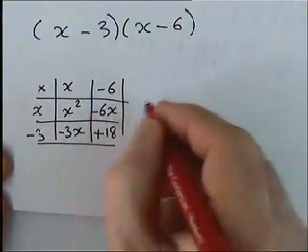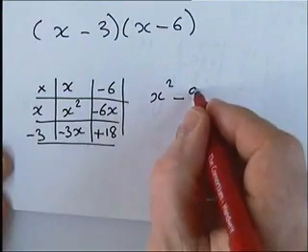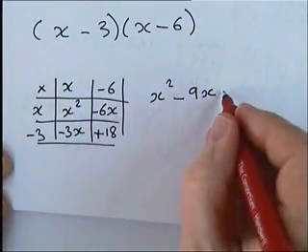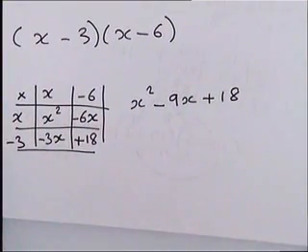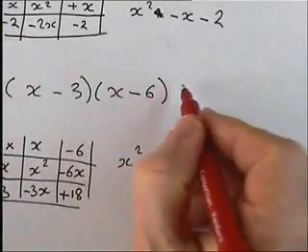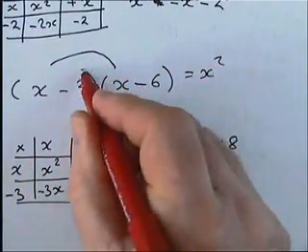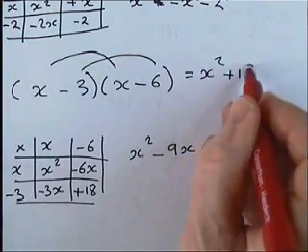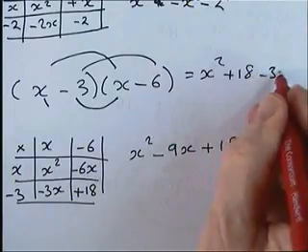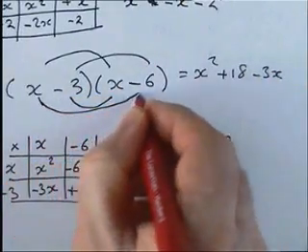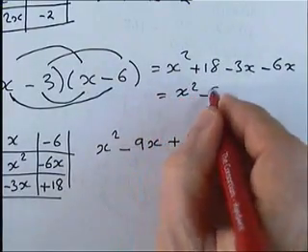Okay, so now that's 1x squared, that's minus 6, take away another 3 is minus 9x, and we're left with 18. And again, if it's those negative numbers hurting you, go and fix it, ask for help. So that's the answer, or I could have done it this way: x squared plus 18 minus 3x minus 6x. And then if I simplify it up, I get the same answer.